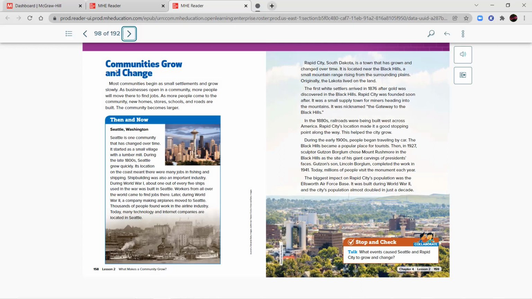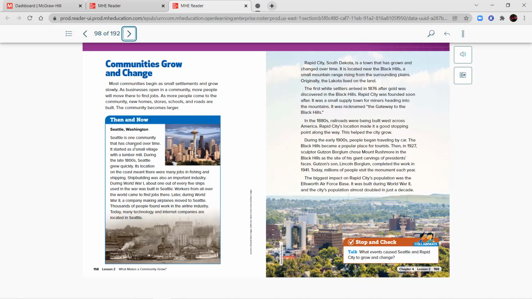Communities grow and change. Most communities begin as small settlements and grow slowly. A business opens in a community. More people will move to find jobs. As more people come to the community, new homes, stores, schools, and roads are built. The community becomes larger. So another reason that I can list in my graphic organizer about why communities grow and why people move to different places is that they move to find better job opportunities.